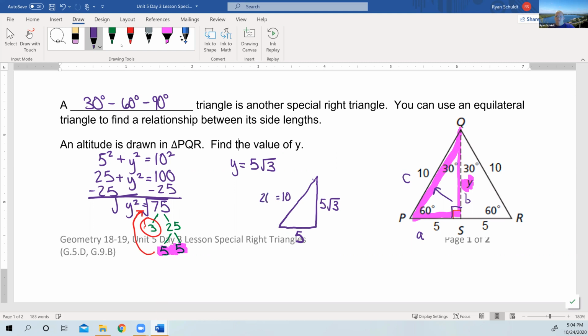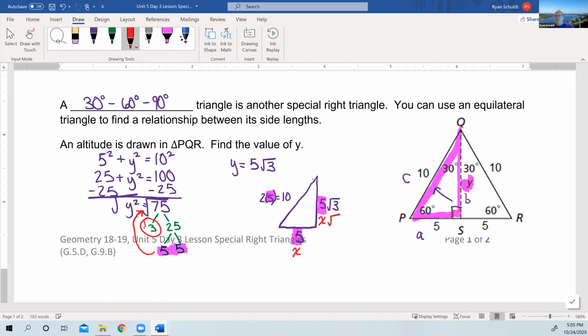2 times 5. Got a 5 there. Got a 5 there. And I've got a 5 there. So if I think back to my other relationship where I used x, what do you think this one could possibly be? If that side's x, the bottom's x, what could this one be?